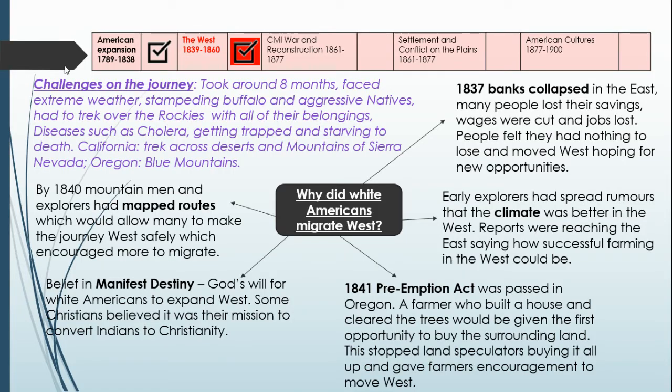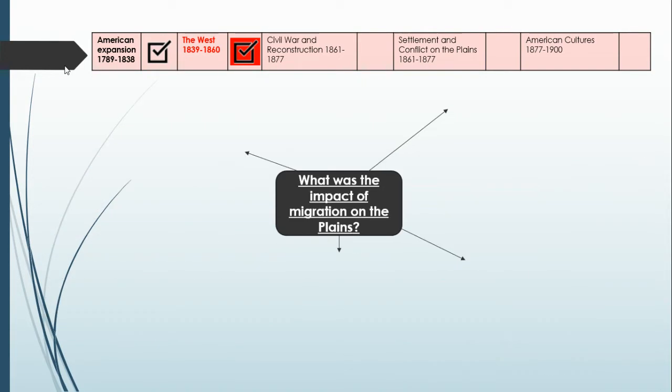You had to trek over the Rocky Mountains. You had all of your belongings with you, which was obviously a difficult physical task. You also had diseases such as cholera, so people getting ill, potentially dying on the journey. And if you chose to go to California, you had to trek across deserts and the mountains of Sierra Nevada. And if you chose to go to Oregon, you had the Blue Mountains to cross. So it wasn't an easy thing to do, but the reasons that we've spoken about, the banks collapsing, the climate, the Preemption Act, manifest destiny, and mapped routes, did encourage people to migrate west.